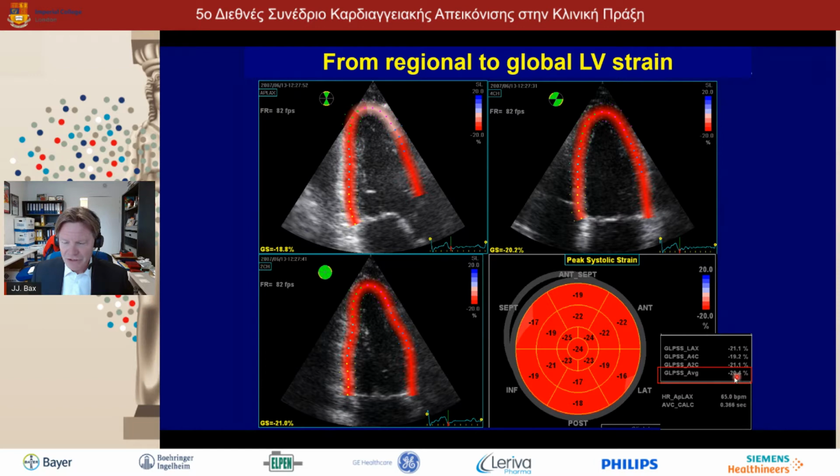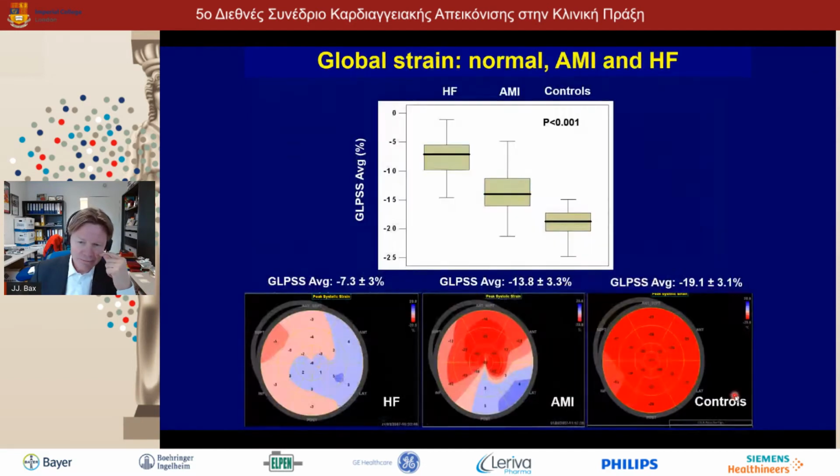It says -20. Forget about the minus. Just think about the number 20. 20 is, so to say, a normal heart. This I've been showing before also.